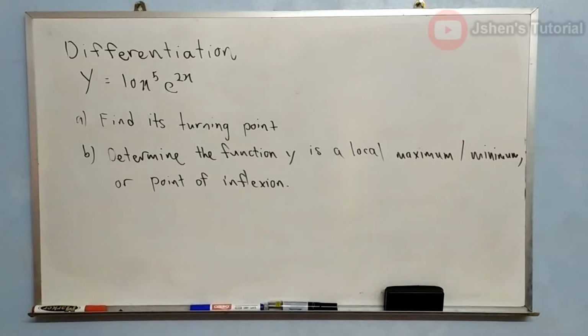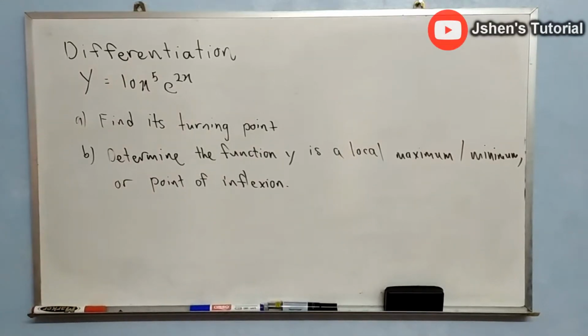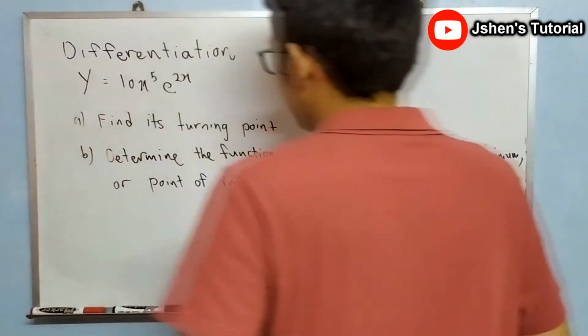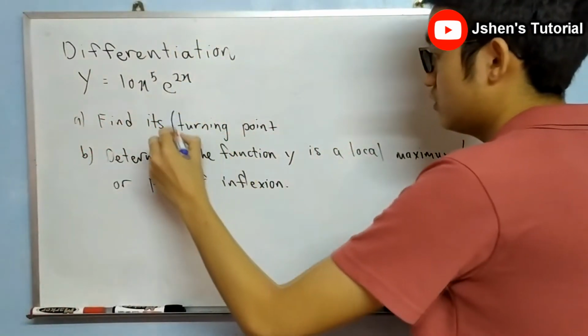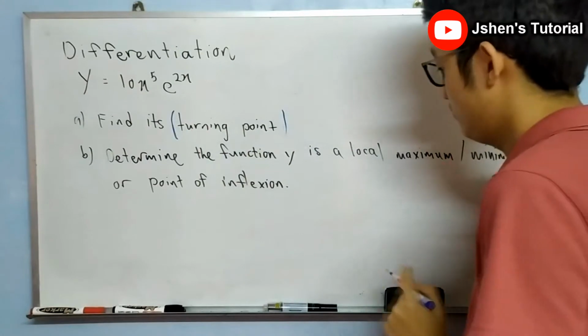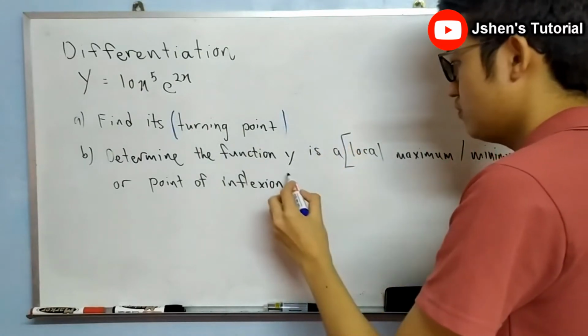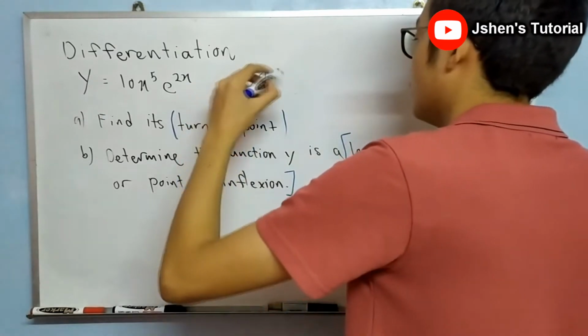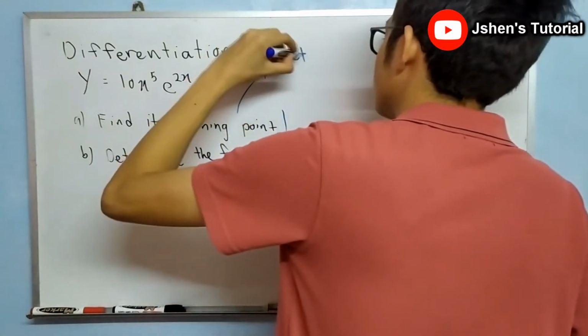Good morning. Today we are going to talk about another chapter of calculus: differentiation. Today we are going to solve a complicated function which consists of two different smaller functions. Now the first question will be the turning point. Second will be to determine its local maximums, minimums, or points of inflection.